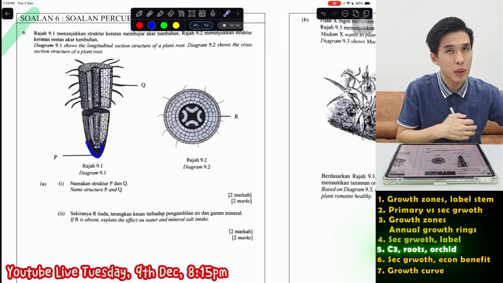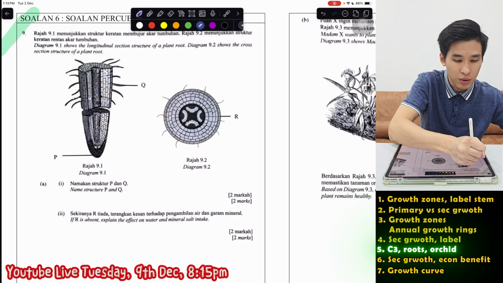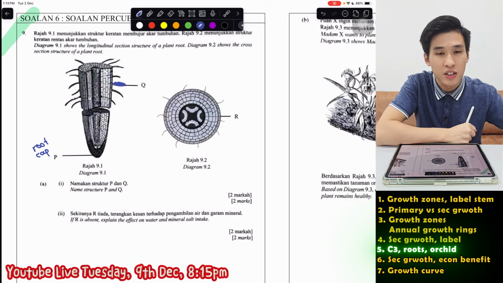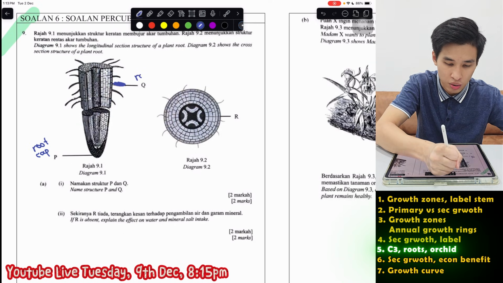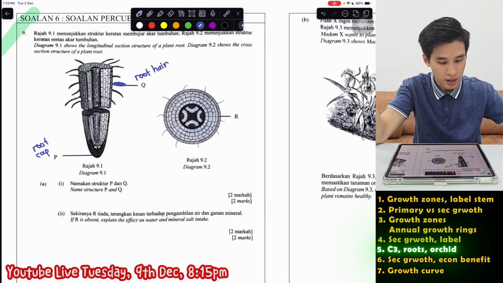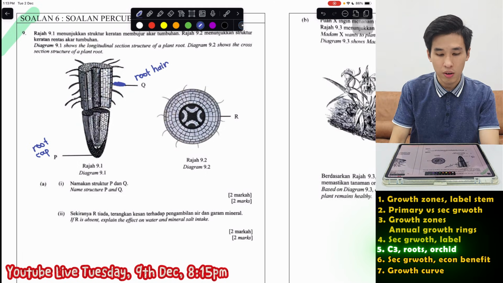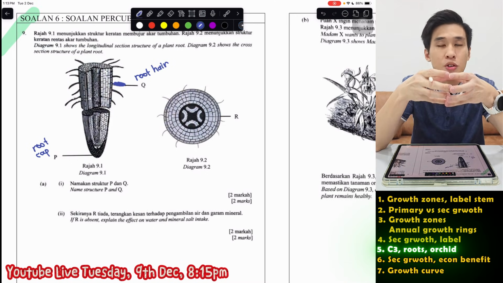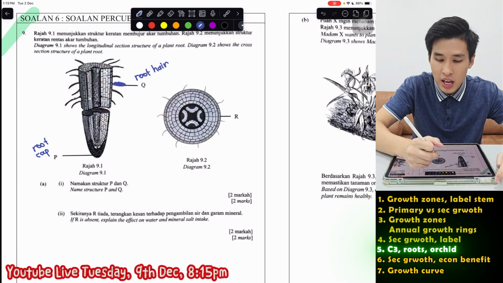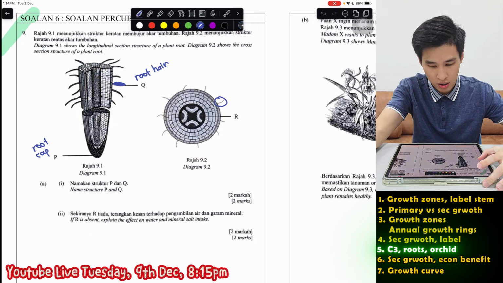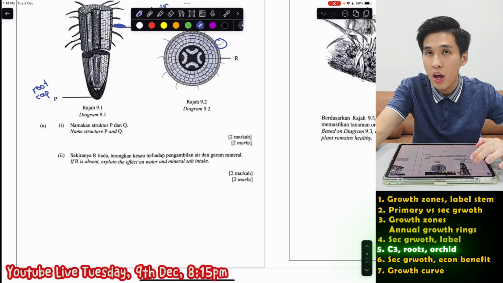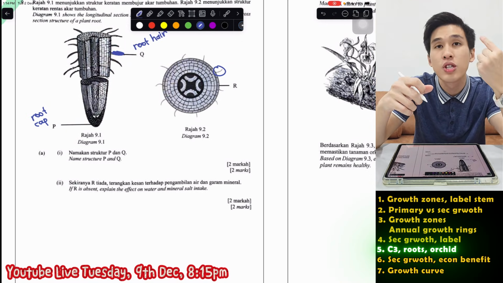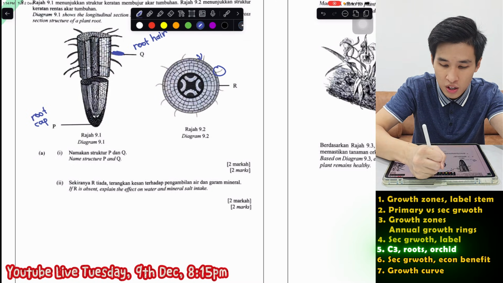So they're pointing at this part, we just mentioned already, right? It's the root cap. Q is pointing at the hair at the surface of the root. That is your root hair. Done. If R is absent, explain the effect on water and mineral salt intake. So the epidermis of the roots mainly has hair, root hair. So they ask, without the root hair, what will happen? So root hairs are basically long projections that increase the surface area so water can diffuse in faster.